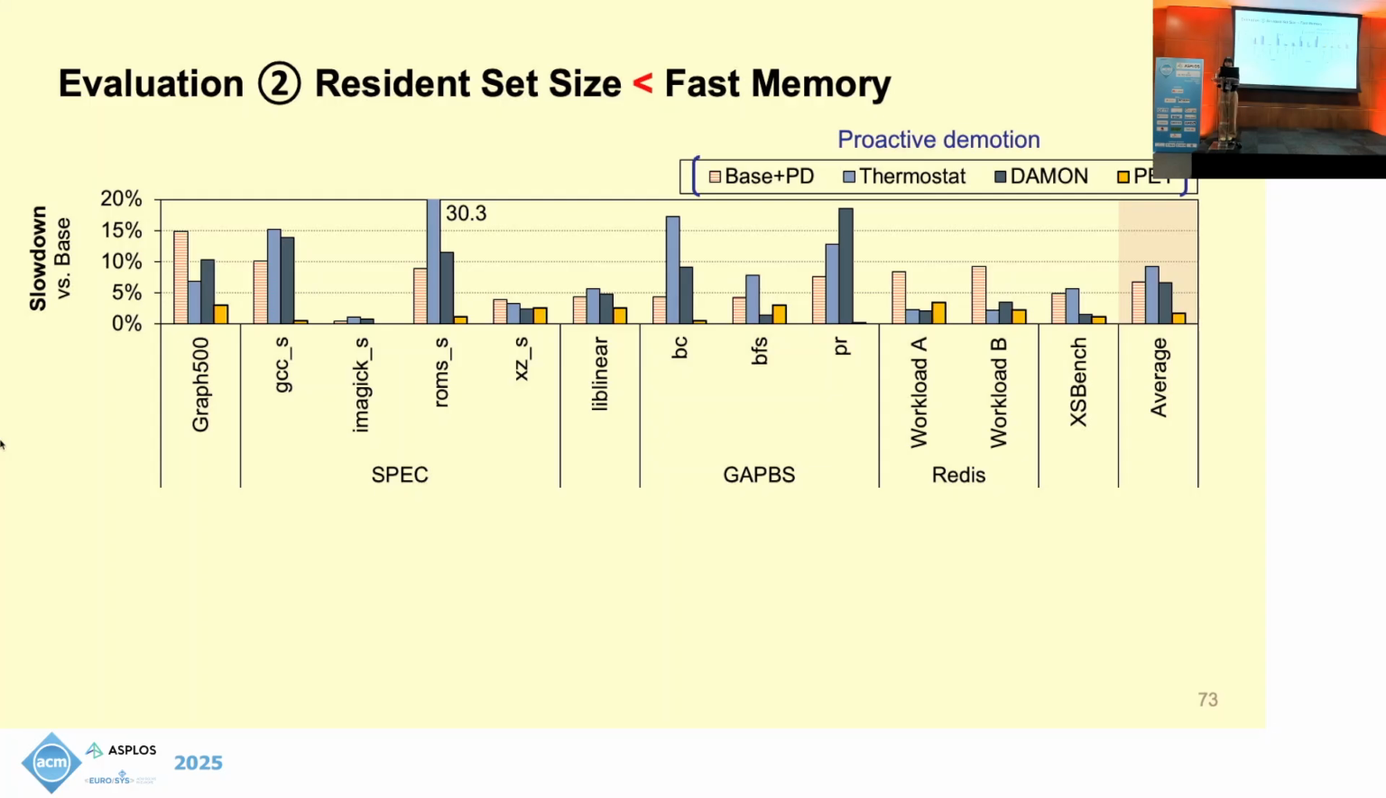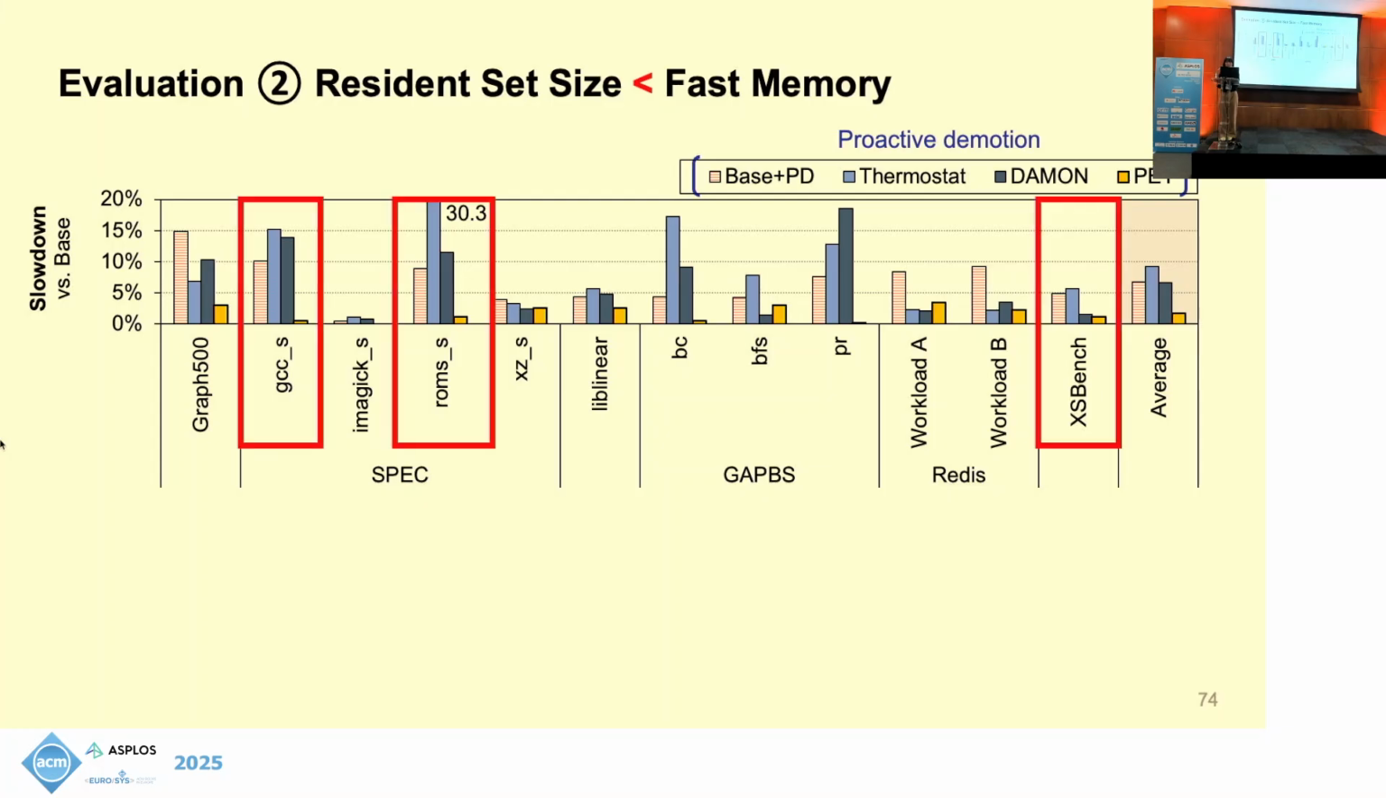This graph shows the slowdown of the proactive demotion schemes compared to Base. The workloads marked with a red rectangle mostly consist of frequently accessed data. Therefore, if their data is mistakenly demoted, it can lead to significant performance degradation. PET exhibits the lowest performance degradation among the comparisons, even on these hot workloads. This demonstrates that PET effectively prevents the slowdown by avoiding proactive demotion when it is unnecessary.